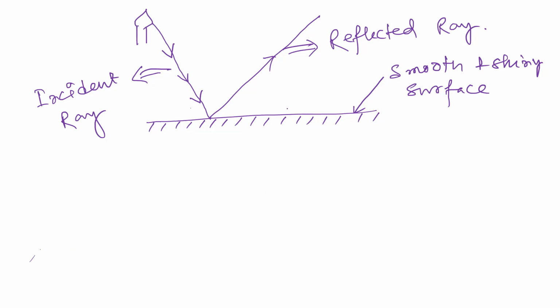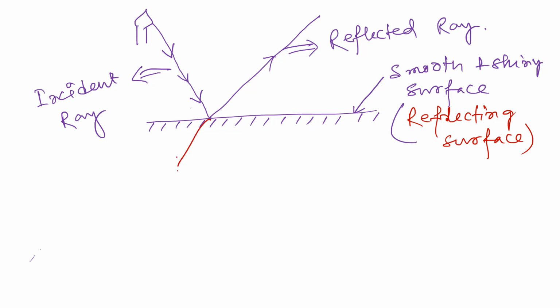The mirror surface, which I have written as a smooth and shiny surface, is also known as a reflecting surface for the light. Because with the presence of this reflecting surface, the incident ray is able to reflect back in the same medium. The point at which the incident ray touches the mirror surface is known as the point of reflection.